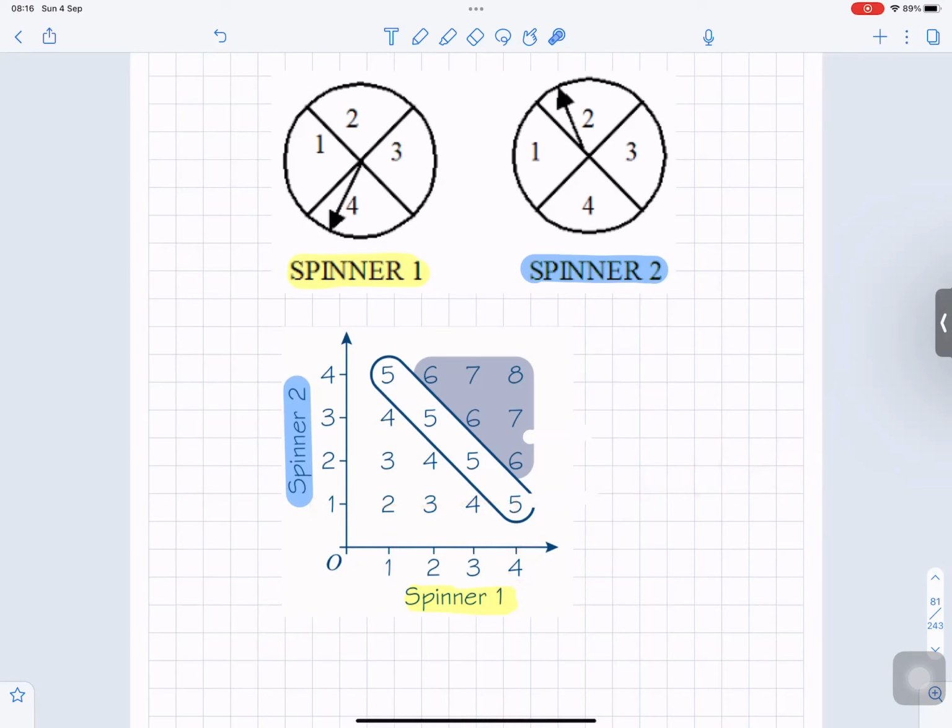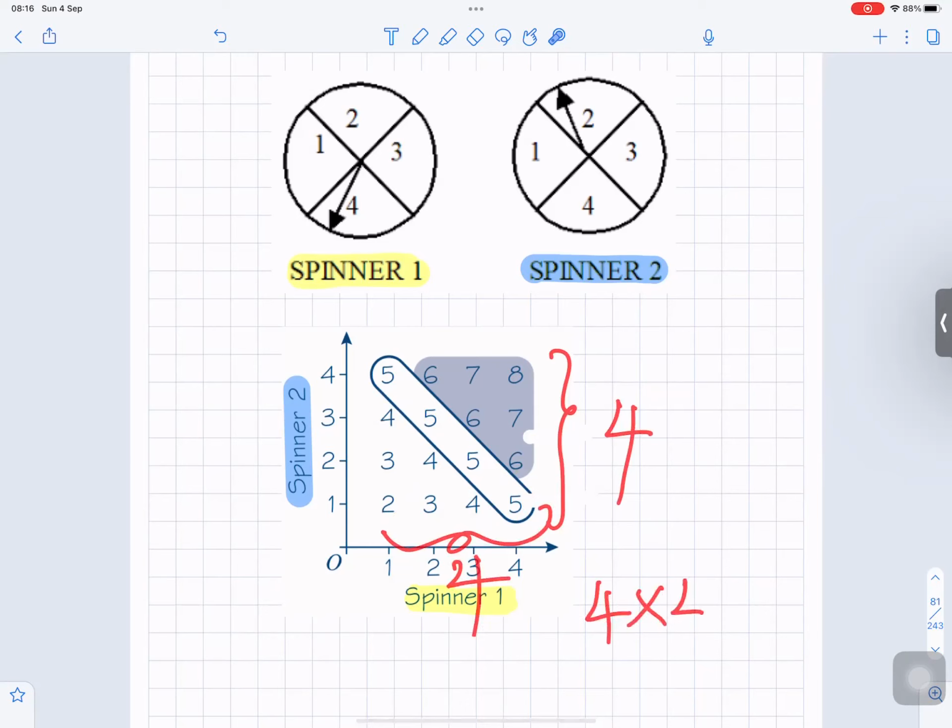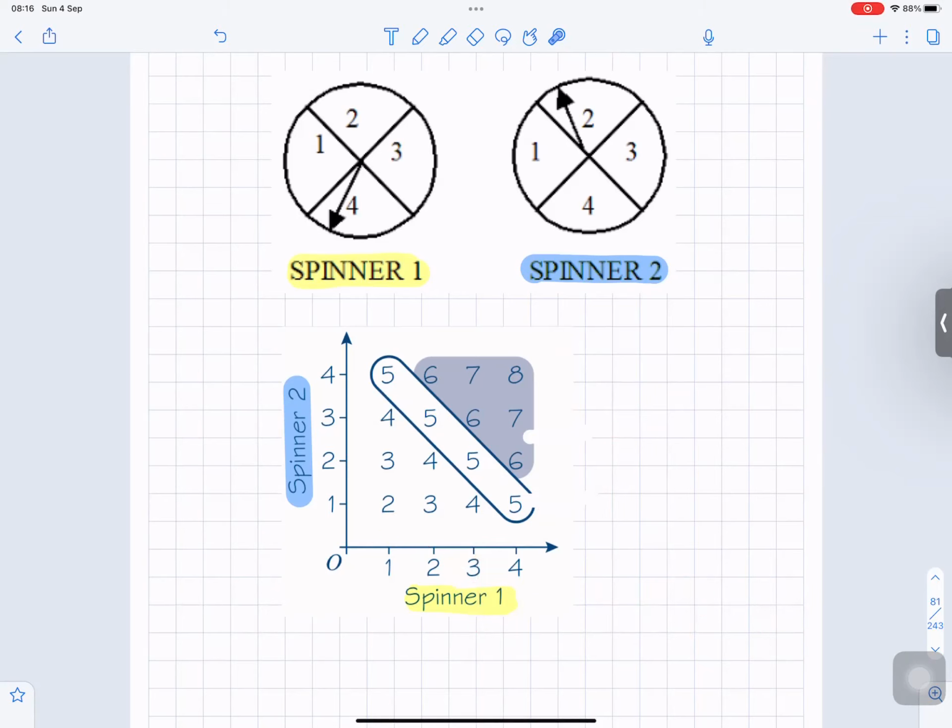So that's what you do to complete the total possibility space or the sample space, everything you need. So there's 1, 2, 3, 4, and 1, 2, 3, 4. So 4 on that side, 4 on that side. So 4 times 4 is 16. Or you can count it: 1, 2, 3, 4, 5, 6, 7, 8, 9, 10, 11, 12, 13, 14, 15, 16.